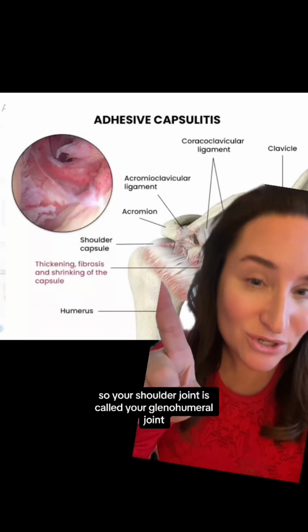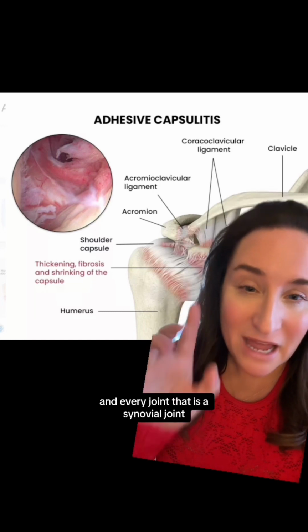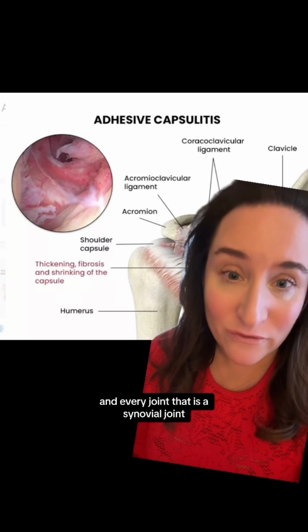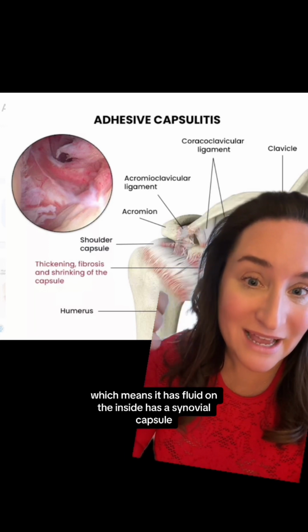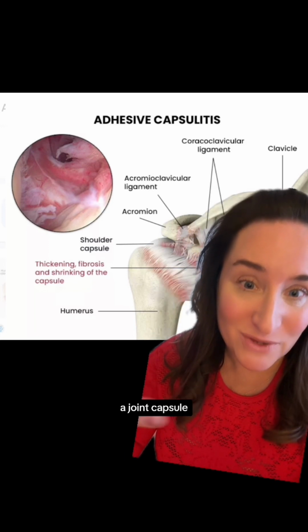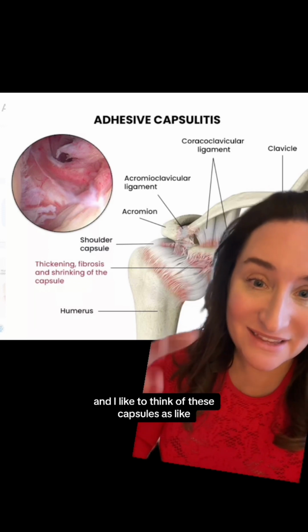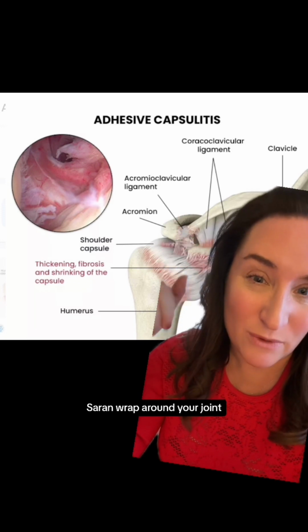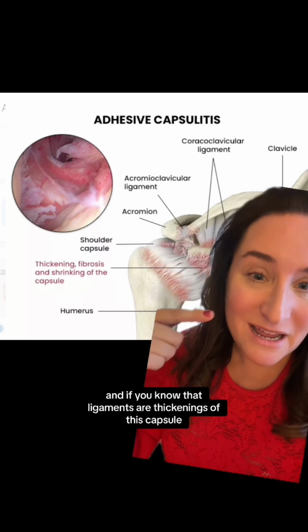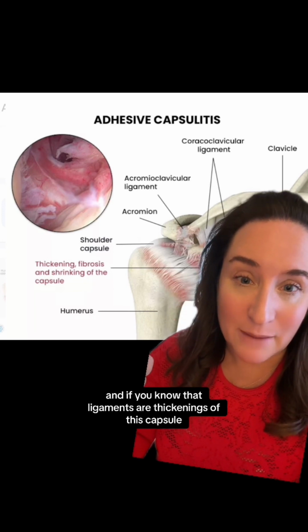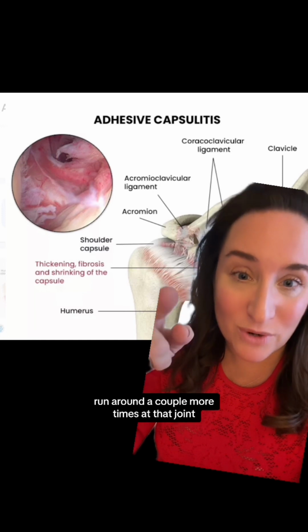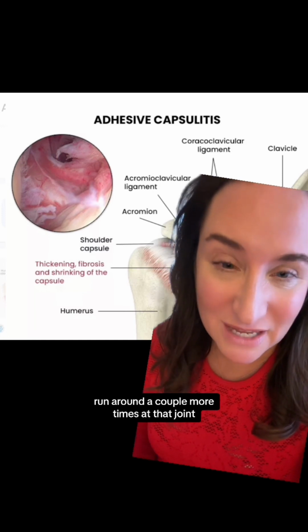So your shoulder joint is called your glenohumeral joint. And every joint that is a synovial joint, which means it has fluid on the inside, has a synovial capsule, a joint capsule. And I like to think of these capsules as like saran wrap around your joint. And if you know that ligaments are thickenings of this capsule, I think about that like saran wrap run around a couple more times at that joint.